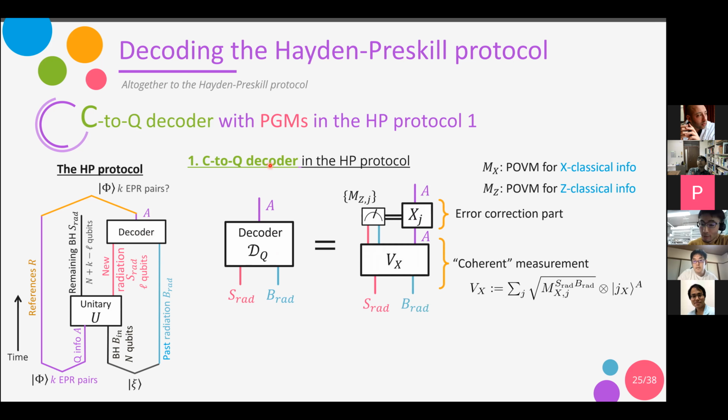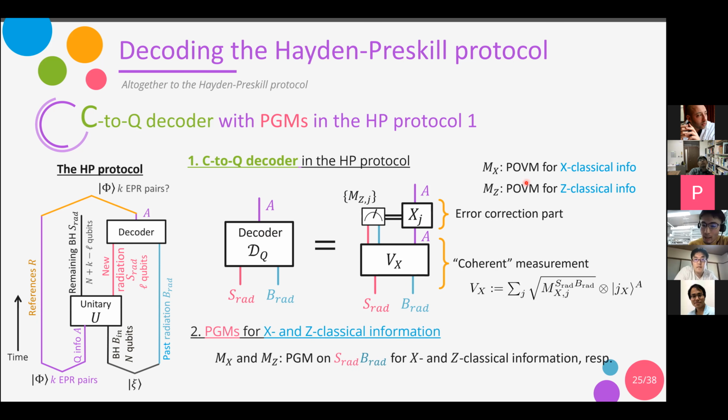And because we are going to use C2Q, we first assume that we know good POVMs for X and Z classical informations. So this is an assumption of the C2Q decoder. And we just perform coherent measurement and error correction to obtain the system A. Okay. So this is what we are going to use. And then for these POVMs for classical informations, we are going to use pretty good measurements. So these MX and MZ from now on are just pretty good measurements on two radiations, past and new radiation, for X and Z classical information.